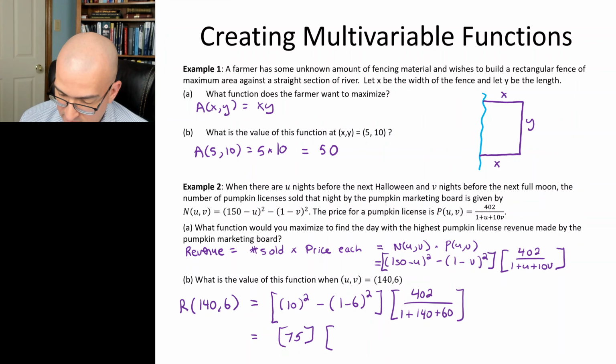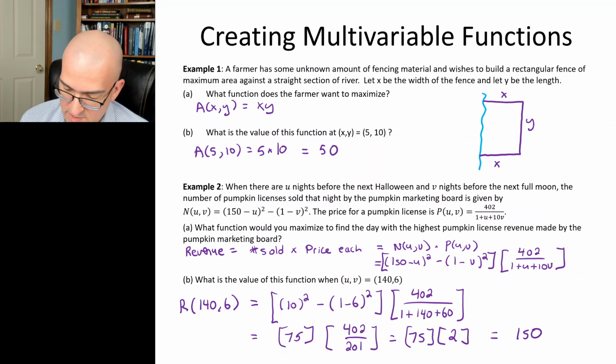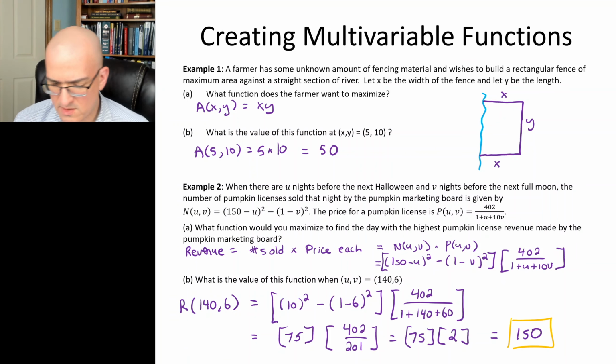And then we have 402 divided by 201, which is 2. 75 times 2, which is 150. So they're going to make $150 selling pumpkin licenses on that day, whatever that day is.